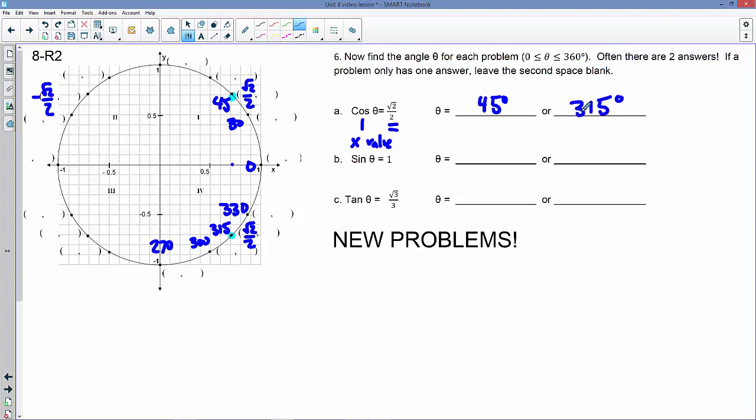Now, you can go further than that, right? There are plenty of answers, but look at this restriction. I only have to give numbers that are between 0 and 360. In other words, only the numbers that appear on the unit circle, not including 360, by the way.